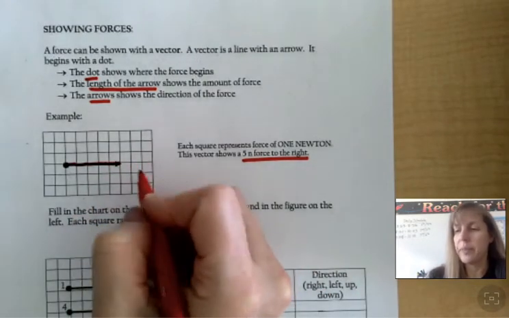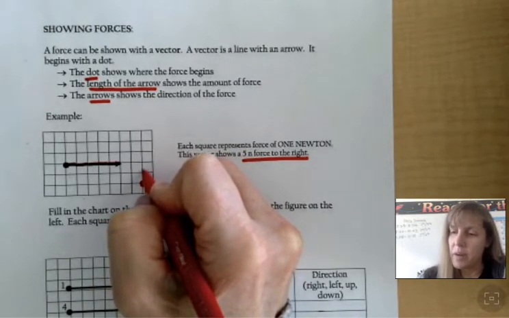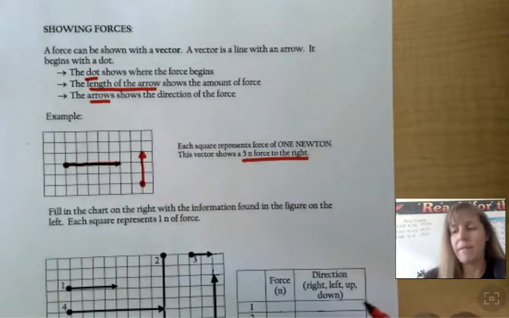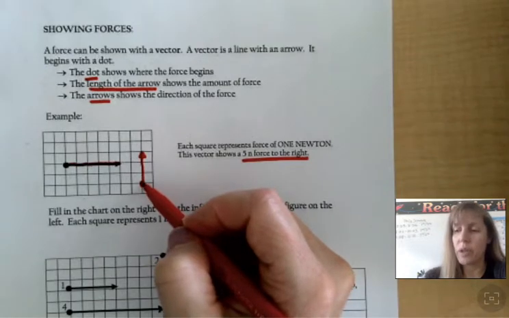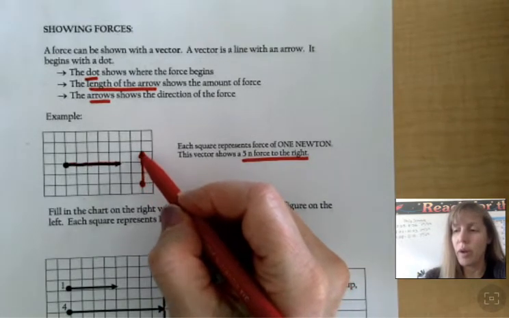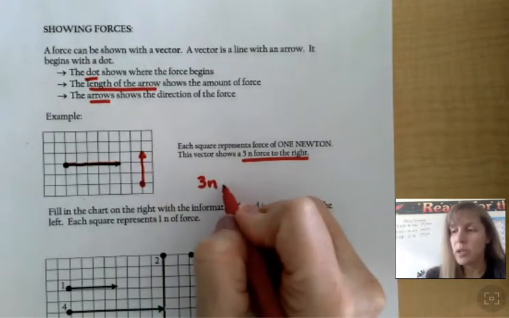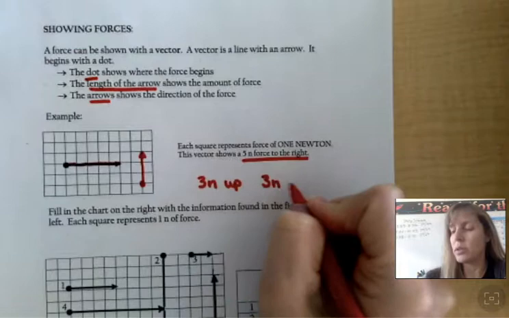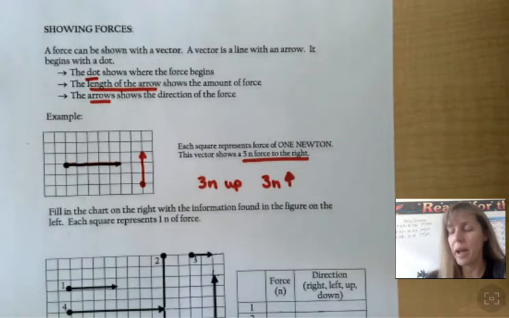Let's practice another one. So if I have a dot, this is where it starts. And then I'm going to draw my vector. Anybody want to take a guess what that vector is saying about that force? Well, if you guess that this vector shows a force of 1, 2, 3 newtons, and it's going up. So you can say either up, or you can say 3 newtons and then just put an arrow, because we know what that means.